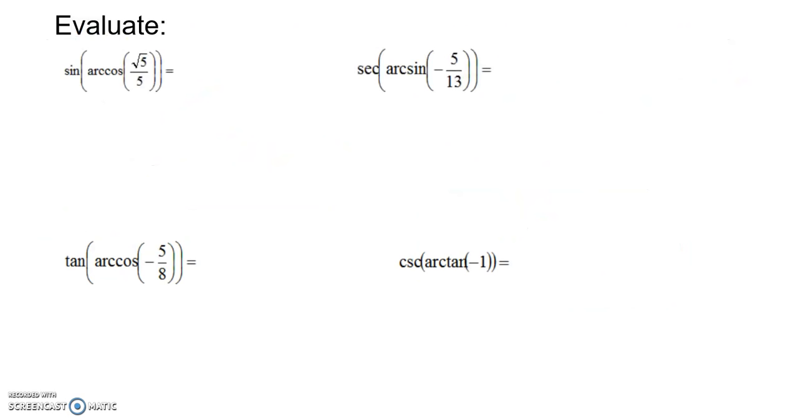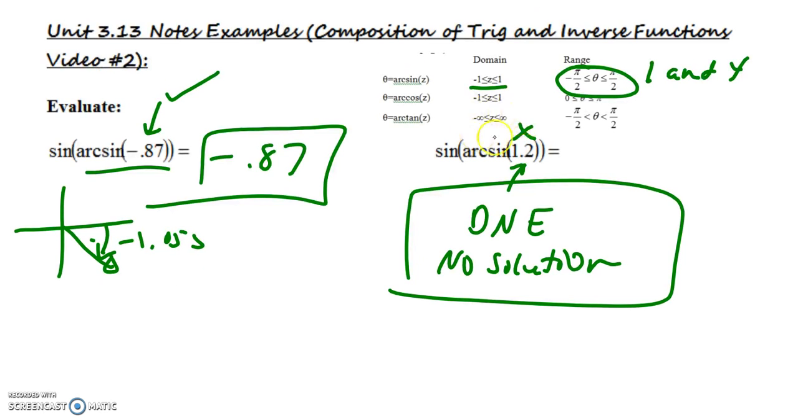Now, new types of problems. When you look at the domains of all of these, I checked already. The square root of 5 divided by 5 is 0.447, so that is between negative 1 and 1, that's fine. Negative 5 divided by 13 is really negative 0.385, so that's in the domain as well for sine. Negative 5 eighths is definitely between negative 1 and 1, but this is tangent, and you might remember that tangent, if I go back, has no restriction.